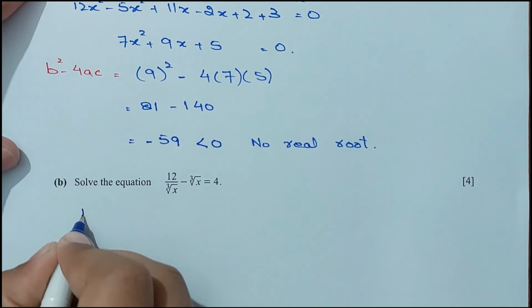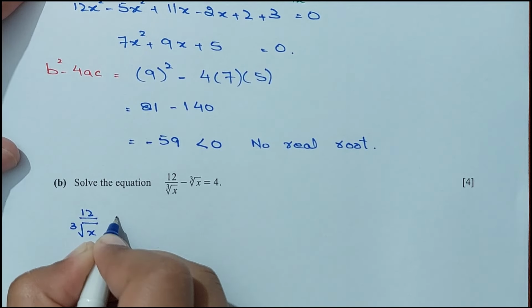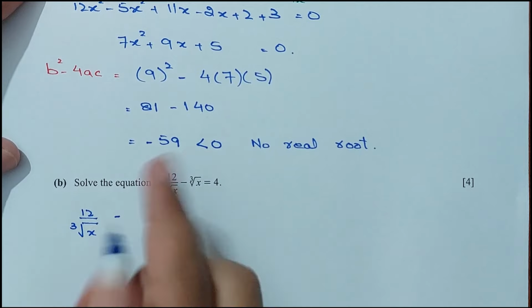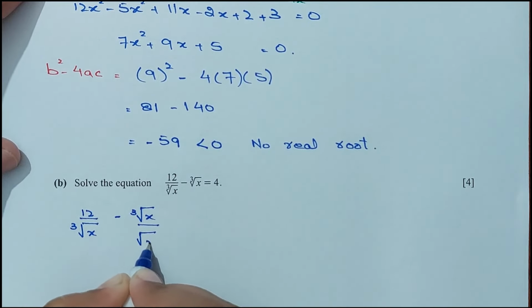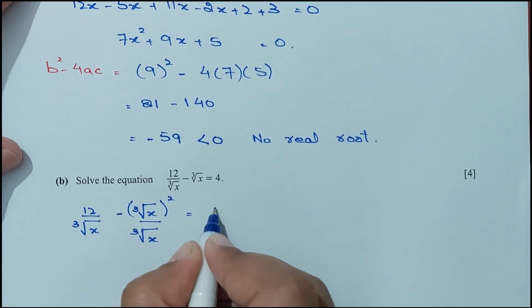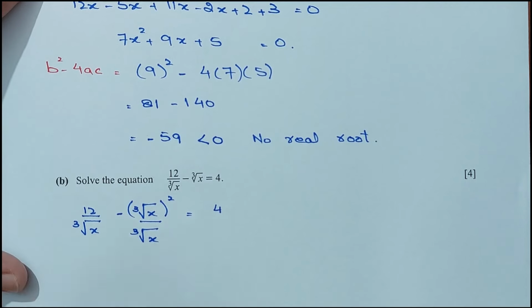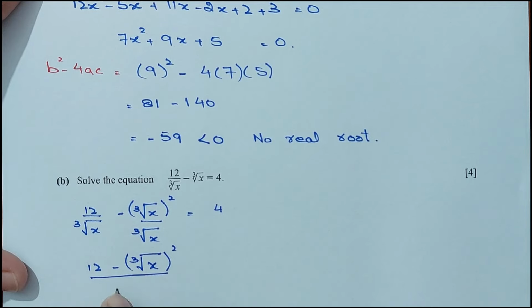Alright, so we can say 12 over cube root of x, minus, let me make the same denominator, cube root of x over cube root of x. I'm multiplying and dividing by cube root of x, so it's square, and this is equal to 4. So this is going to be 12 minus, what is cube root of x square? We can keep it as it is, cube root of x, its whole square, divided by cube root of x, and this would be equal to 4.